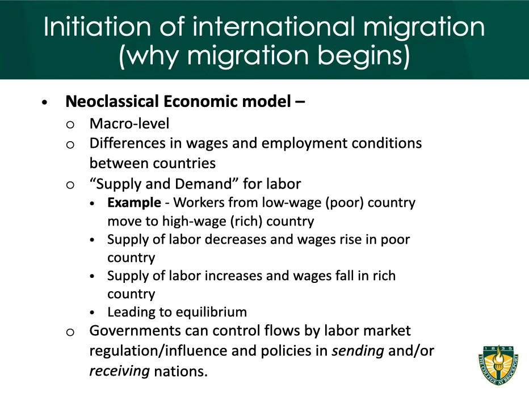And this results in the supply of labor in that original poor country A decreasing. So employers in that country are then forced to raise wages and improve the conditions. In contrast, country B, the wealthy country, experiences a labor increase due to all the migrant workers, and thus wages fall. Eventually, you end up with an equilibrium. Now, there are actions that governments can take to step into this process. Governments can control flows by labor market regulation and influencing policies in both the sending and the receiving nations.